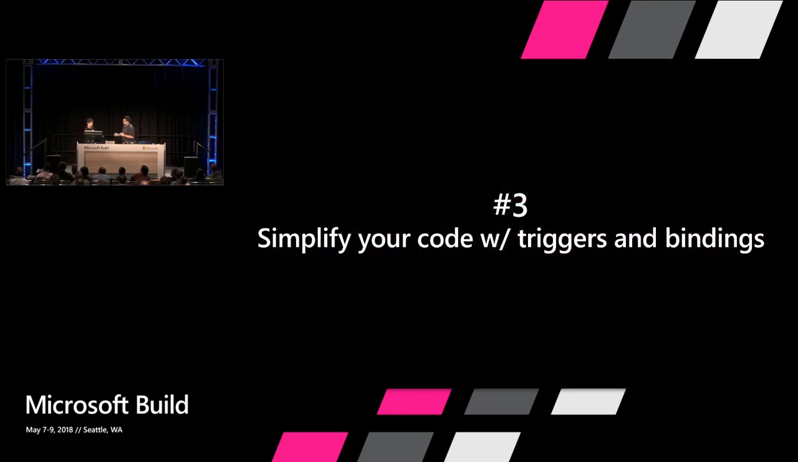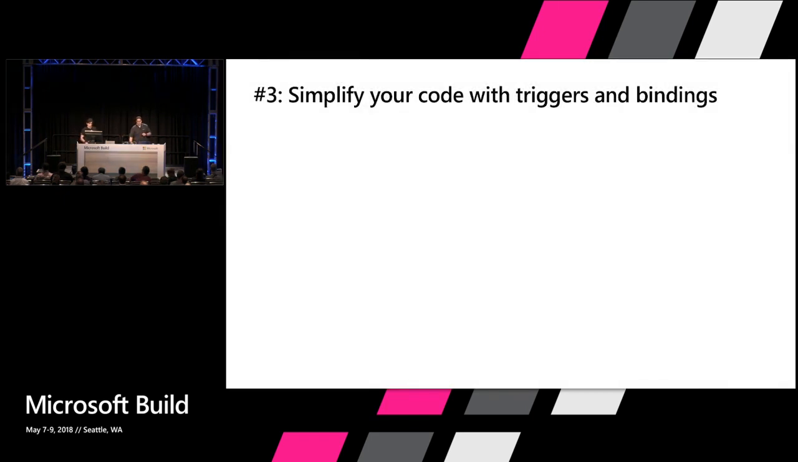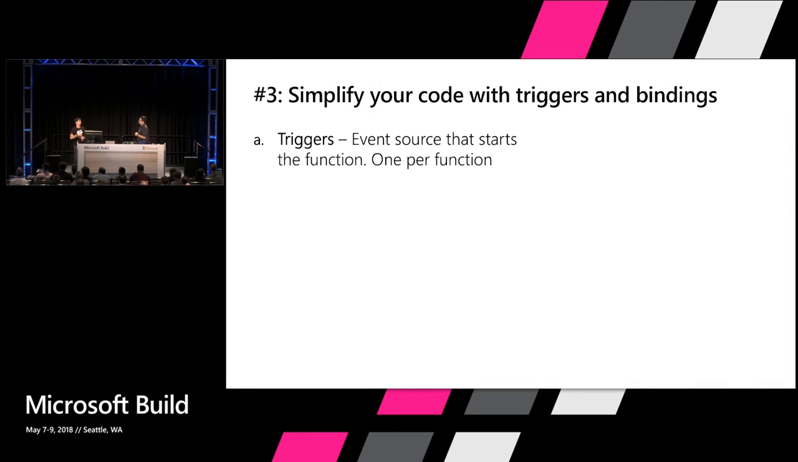Okay, so number three, simplify your code with triggers and bindings. So triggers you are likely familiar with. We've already kind of talked about this some. This is the event that's going to start your function. This could be I've added a new file into blob storage, a new message is on some queue ready to be processed, or someone has hit this HTTP endpoint.